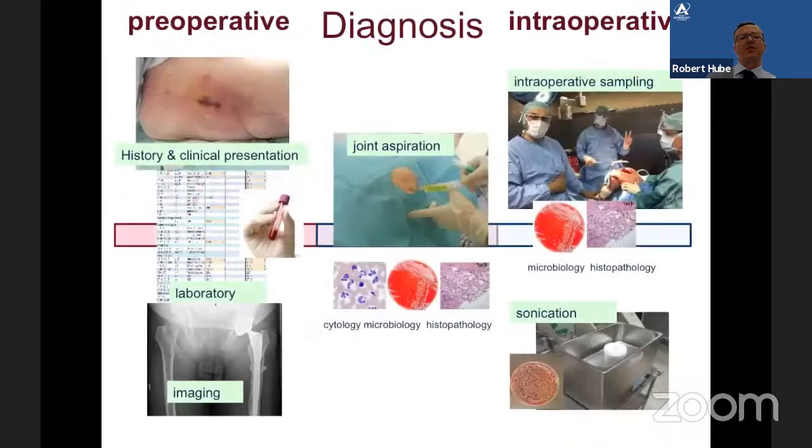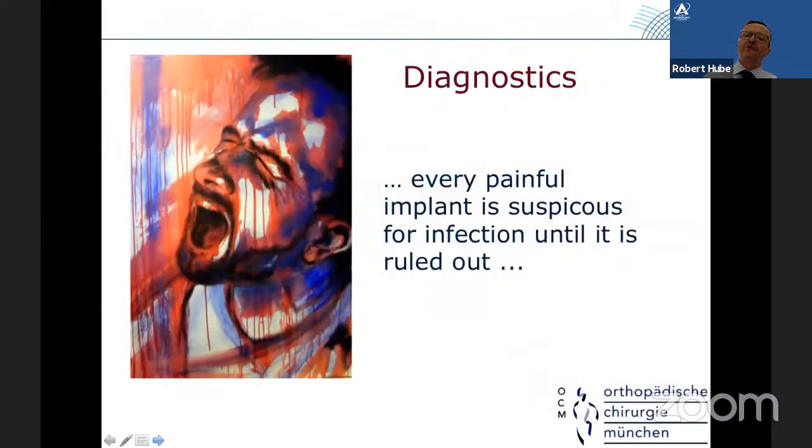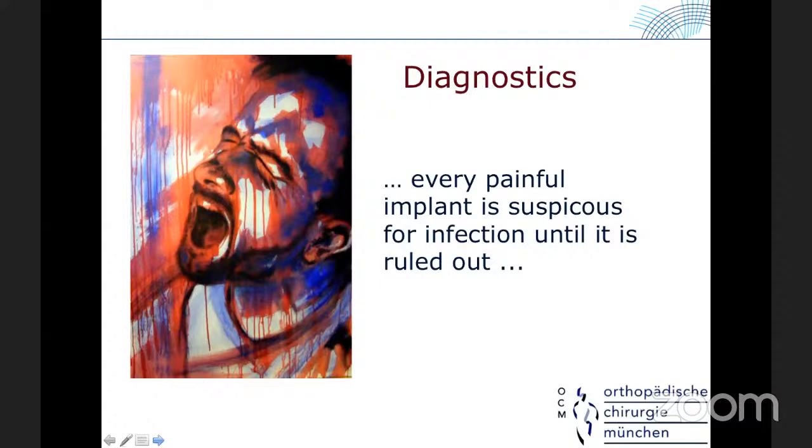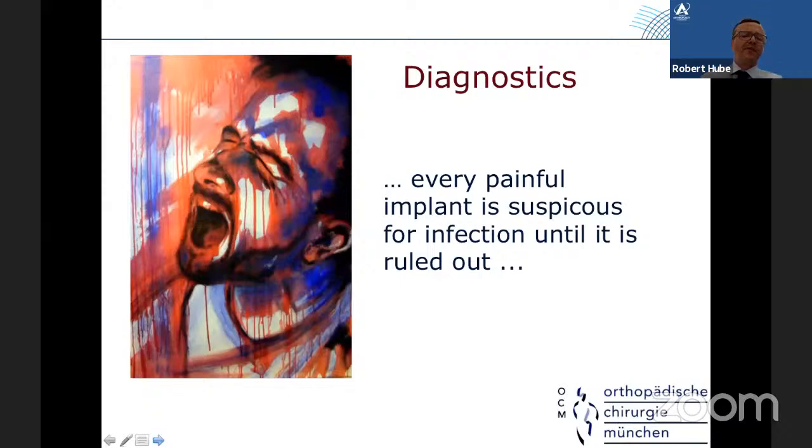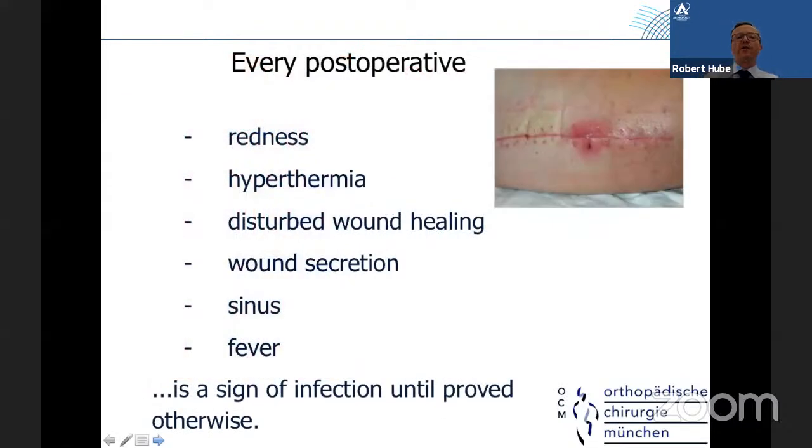And these are diagnostic tools. We have preoperative tools, intraoperative tools, and we will go through these tools now. The first thing, what I said before: every painful implant is suspicious for infection until it is ruled out. Even if we have an obvious mechanical problem, it could be two problems. And it's extremely painful to do an aseptic revision for whatever reason and end up with an infection, where the case was infected before. Try to avoid this situation.